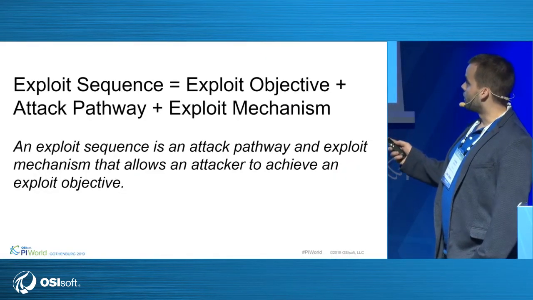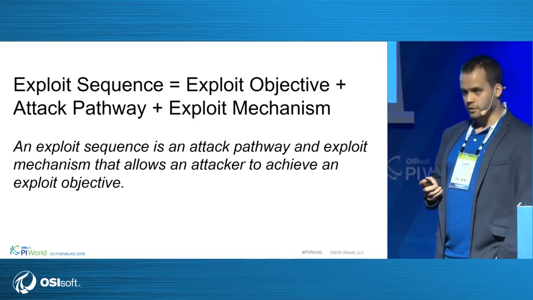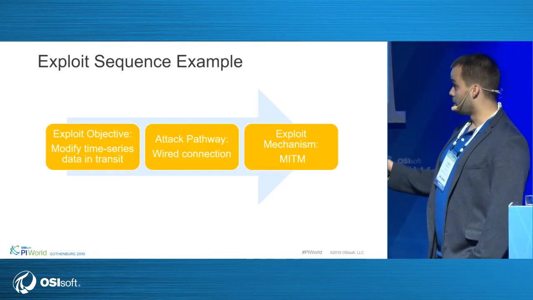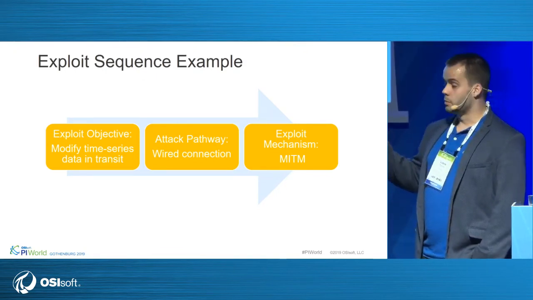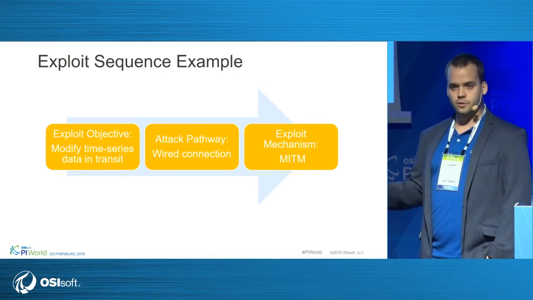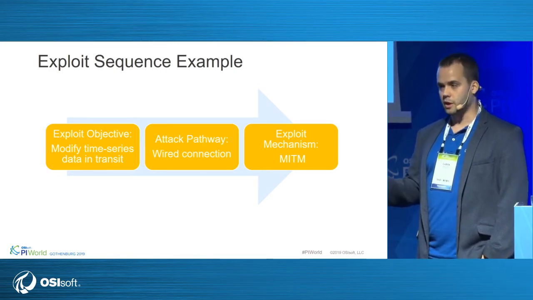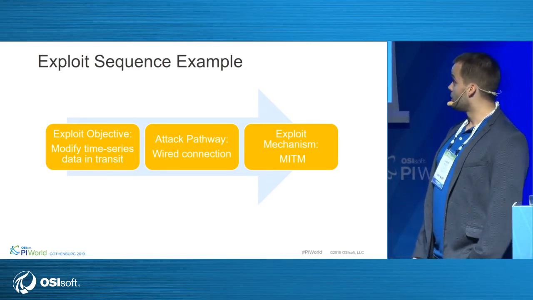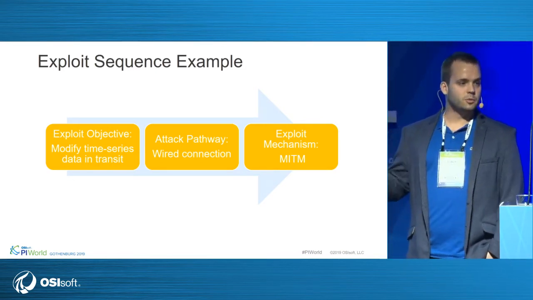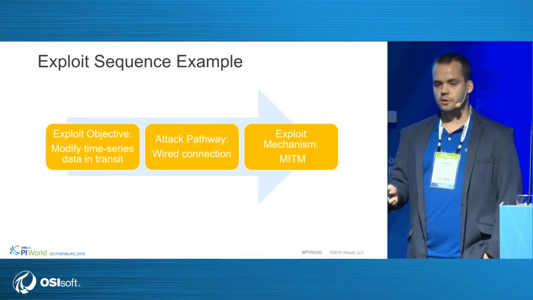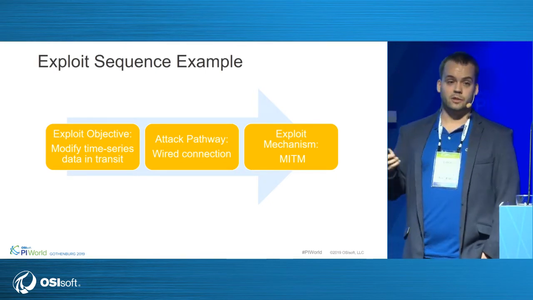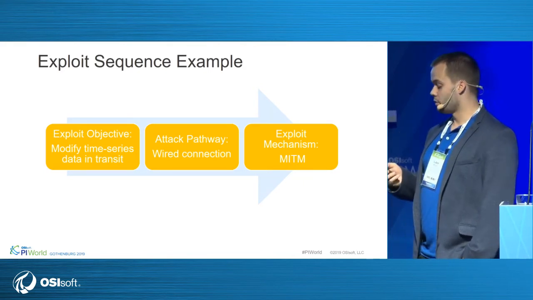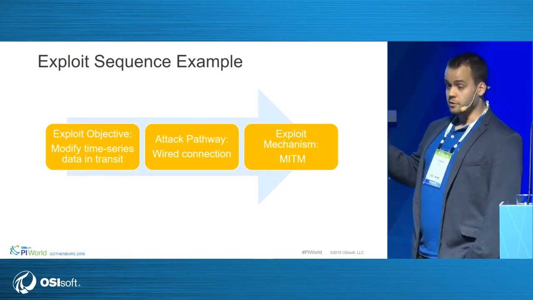Now, before we move on to the next part, we have to understand what an exploit sequence is. An exploit sequence is achieving an exploit objective through an attack pathway and an exploit mechanism. To give you a better example, here we have an objective where you want to modify time series data flowing from data collectors to the PI data archive. Somebody would like to get in between, modify the data, and this would impact our decision-making process. The attack pathway is a wired connection, so they need to be on the network to get in between our data collectors and data archive. And the exploit mechanism is a man-in-the-middle attack. There are tools freely available to anybody who wants to exploit these things. This is just an example of what an exploit sequence looks like.